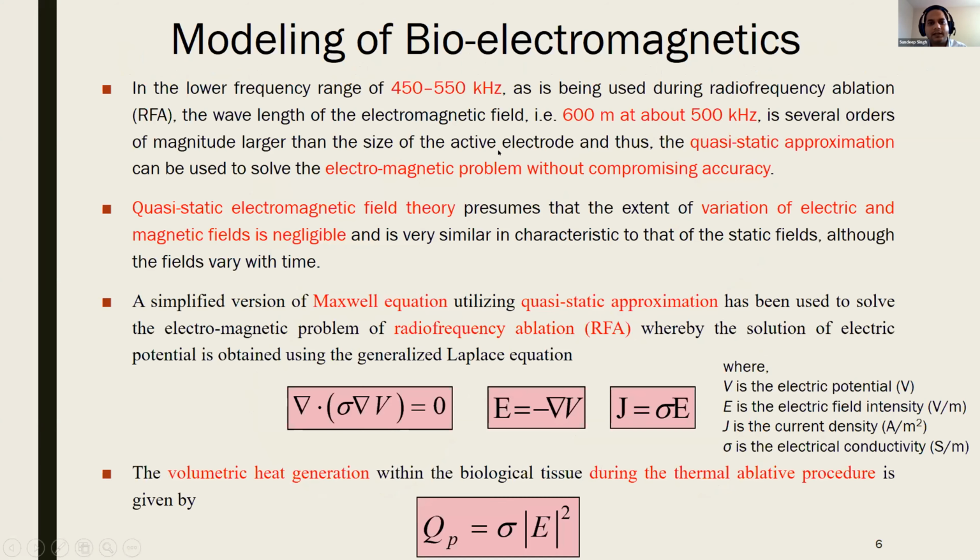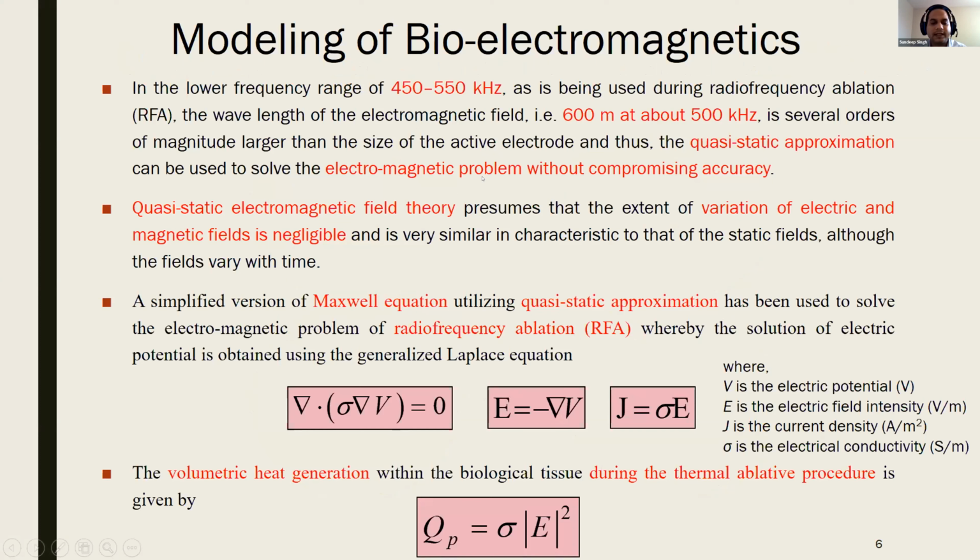So basically, during RFA, electromagnetic energy is used to heat the biological tissue, and the interaction and propagation effect of these electromagnetic waves are well described by the classical Maxwell equations. But in the frequency range that is used during RFA, that is 450 to 500 kilohertz, the wavelength of the electromagnetic field is several orders of magnitude higher as compared to the size of the active electrode. Thereby, a quasi-static approximation can be used without much loss of accuracy.